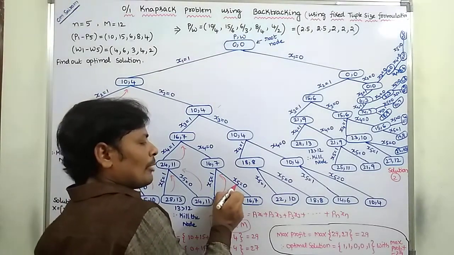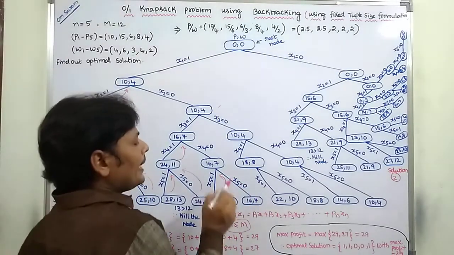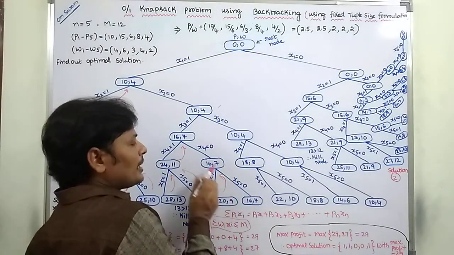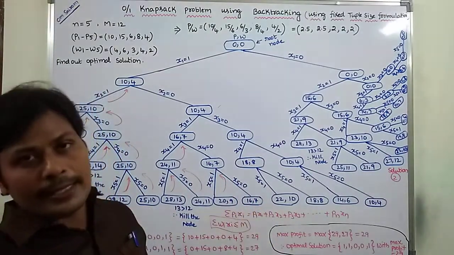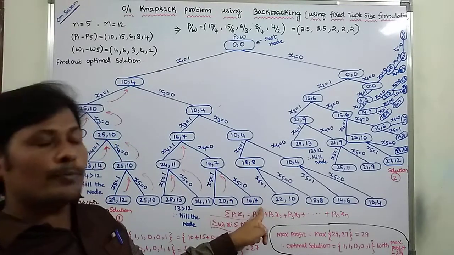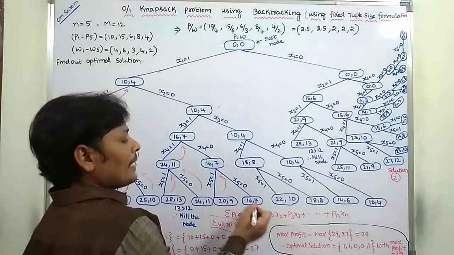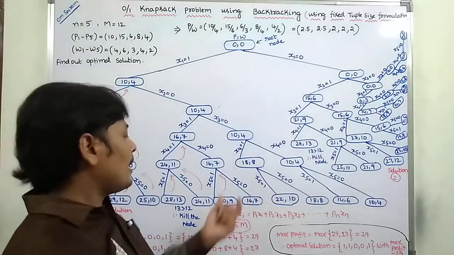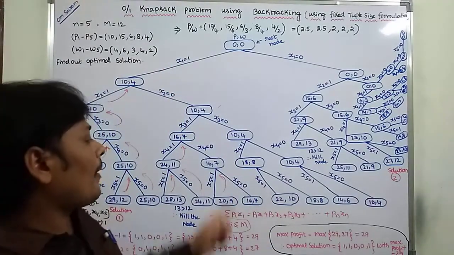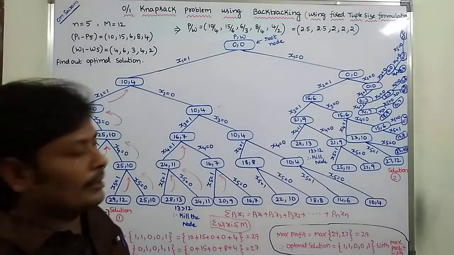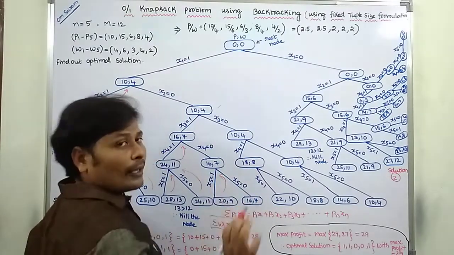X suffix 5 is equal to 0 means we are not considering the fifth object. Whenever we are not considering the fifth object, the same p comma w values are there. So that is 16 comma 7. Sum of the weights of the objects that we are considered less than or equal to the capacity of the knapsack. 7 less than or equal to 12. Some remaining capacity is there, but there are no objects that we are considered. Already 5 objects are completed. So it is not a solution, but this node is not killed.